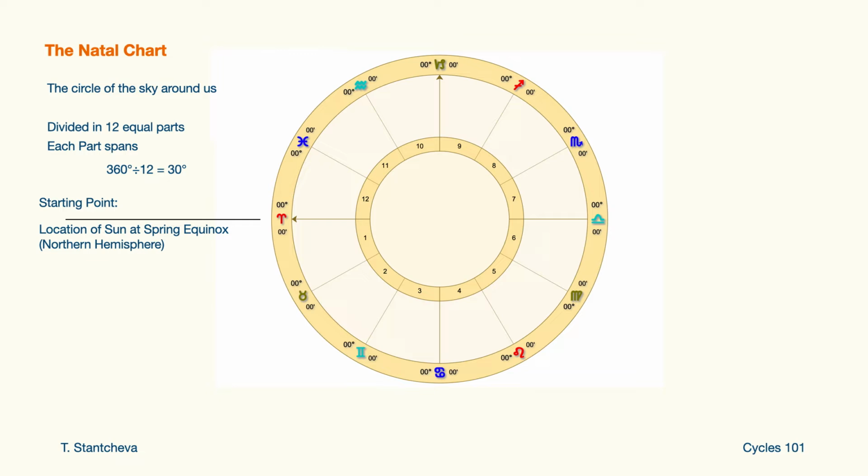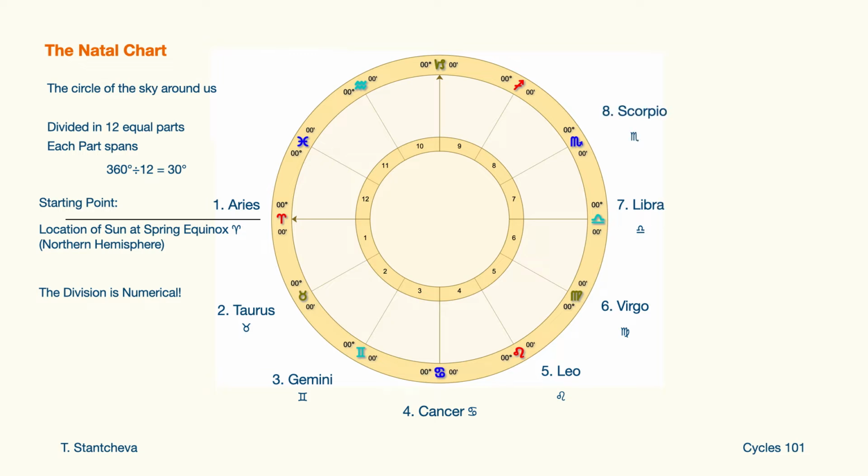From there on, we go in a numeric fashion and we just number each of those parts. Here we have 1 Aries. I want to emphasize that the division is actually numeric. Yes, we do use the zodiacal names, and so we'll have Taurus, Gemini, Cancer, Leo, Virgo, Libra, Scorpio, Sagittarius, Capricorn, Aquarius, and Pisces. But in reality, the focus here is on the number. This is the part 1, 2, 3, 4, 5, 6, 7, etc.